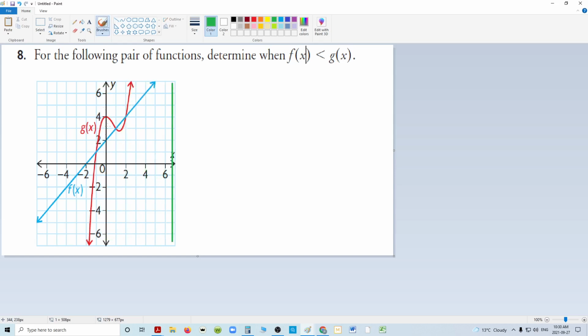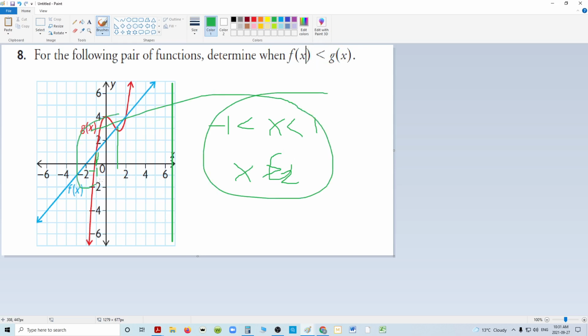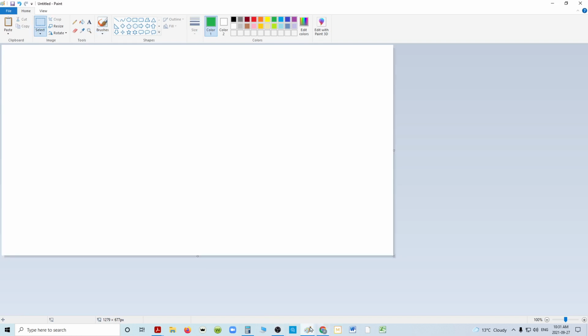So in between here, if I go down to where they meet, it's minus 1. If I go down where they meet here, it's 1. If I go down to where they meet here, it's 2. So that means the blue line is below the red line between minus 1 and 1. And the blue line is below the red line when x is bigger than 2. And we don't do equals because they're looking for only smaller than. And those are how you explain where that graph is below the other graph.